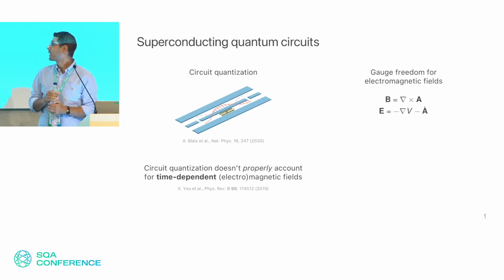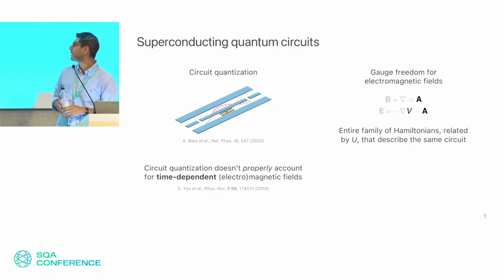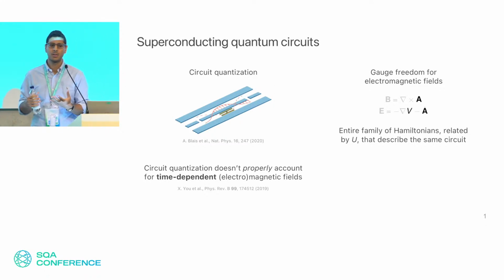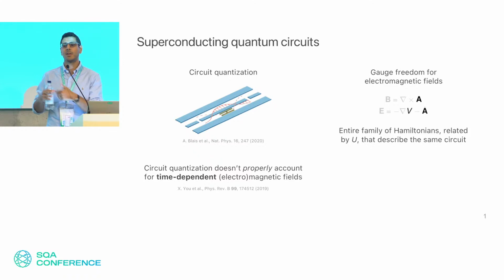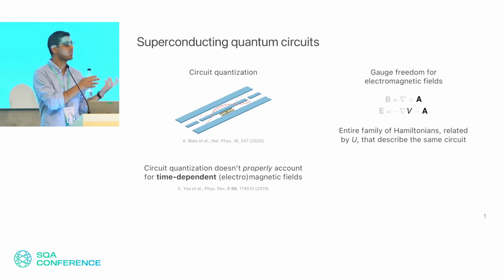As you all know, we can represent the two physical fields, the magnetic field and the electric field, using the two potentials, the scalar potential and the vector potential. Gauge freedom implies that we have different sets of these two potentials that correspond to the same physical fields. Importantly, it is these two gauge-dependent potentials that go into the circuit Hamiltonian. This simply means that we have an entire family of Hamiltonians that correspond to the same physical circuit. All these Hamiltonians are related by a unitary transformation U. So there's a direct correspondence between gauge transformations and a change of basis using a unitary transformation.